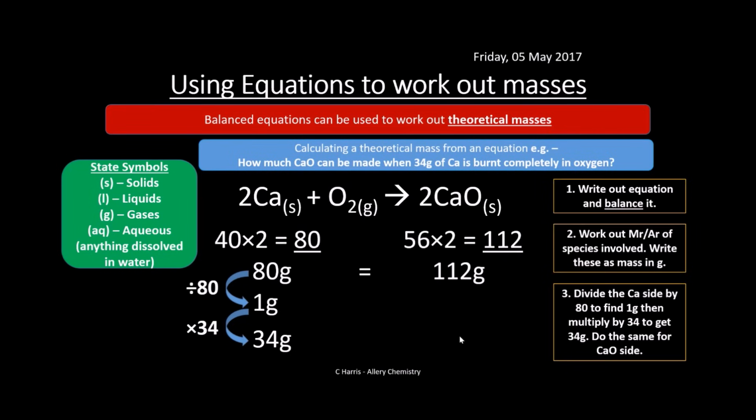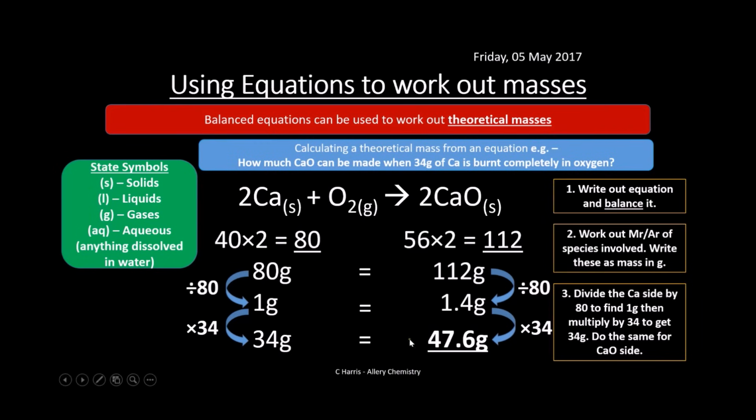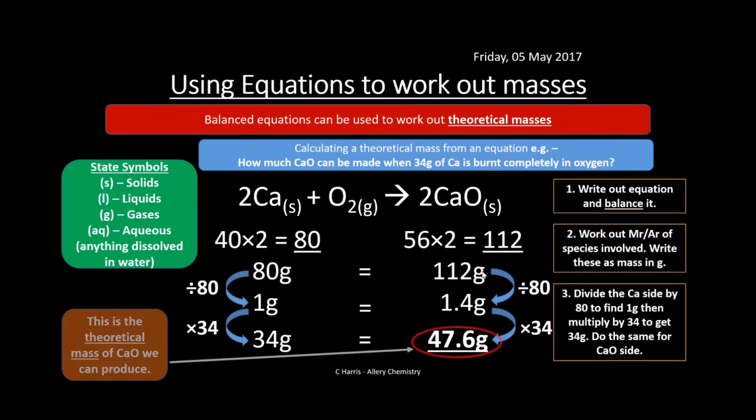But the great thing about this method is the little units here, your divides and multiplies, we do exactly the same on this side. So we divide that, so 1 gram of calcium will form 1.4 grams of calcium oxide, but 34 grams of calcium will form 47.6 grams. So you see we're using the same division and multipliers on this side as we are on this side. So this is our leading side, and we're using this to work out what we divide and multiply by, and we get the same on this side. So it's pretty straightforward. So this is the theoretical mass that we've worked out.